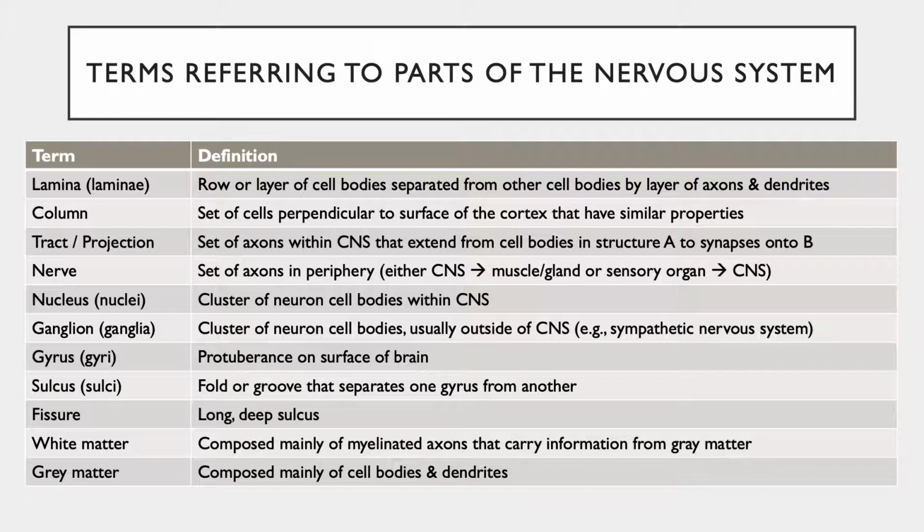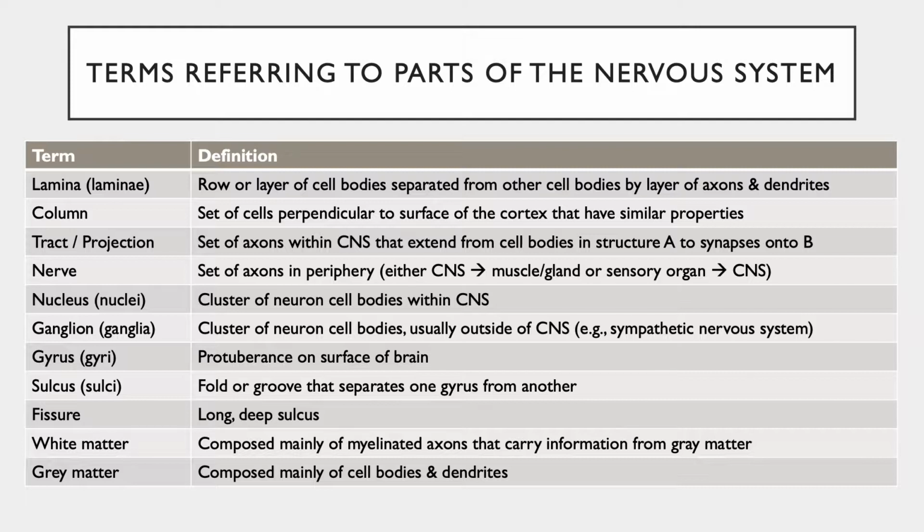Lastly, there are white matter and gray matter. White matter is composed mainly of myelinated axons, which is what gives them the whitish color that they have. These myelinated axons carry information from gray matter. Gray matter is composed mainly of cell bodies and dendrites. So essentially, when I was talking about tracts and projections earlier, the dopaminergic cell bodies located in the substantia nigra are primarily gray matter. The projection, that fiber tract, is primarily white matter.